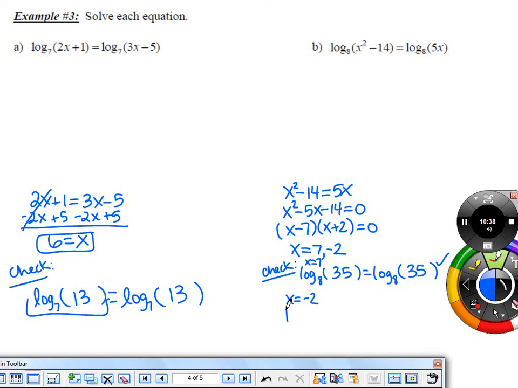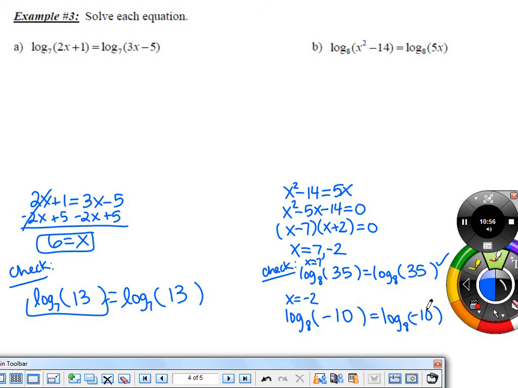If I plug in negative 2 to the original equation, let's look at what we get with that. So if I plug in negative 2 to the left side, negative 2 squared is 4, and 4 minus 14 is negative 10. And on the right side, 5 times negative 2 is negative 10.